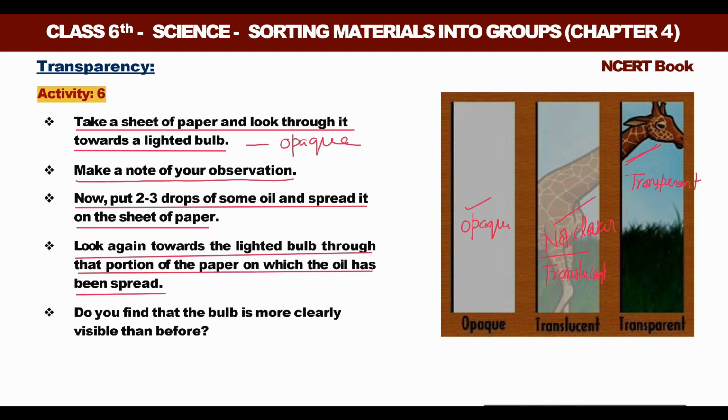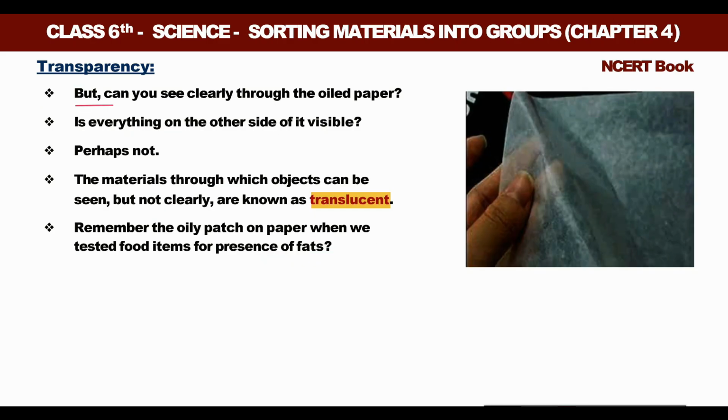So you can say it is translucent. Do you find that the bulb is more clearly visible than before? Earlier it was not visible at all, now it is a little clearer, but clarity is not more, so you can say it is translucent. But can you see clearly through the oil paper? Is everything on the other side of it visible?